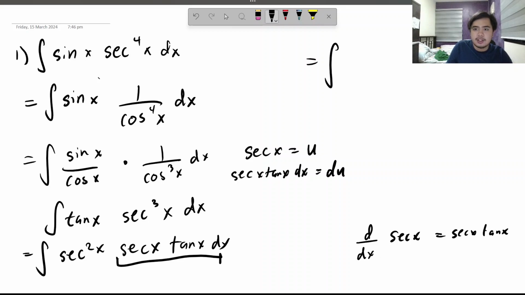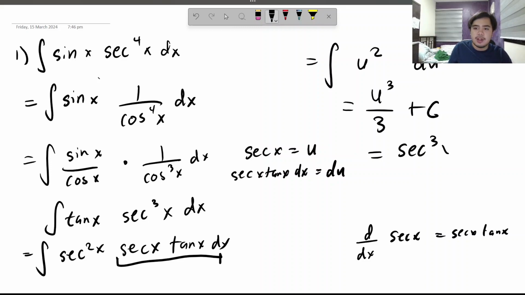So, put the integral sign in, put du here. Secant x becomes u, and there's squared here, so it's u squared. And there you go. That is just the reverse power rule, which we can get by doing u to the 2 plus 1 is 3 over the power 3. Let's see. And u is secant, so we know this is going to be secant cubed x over 3. That's the answer. Very nice.